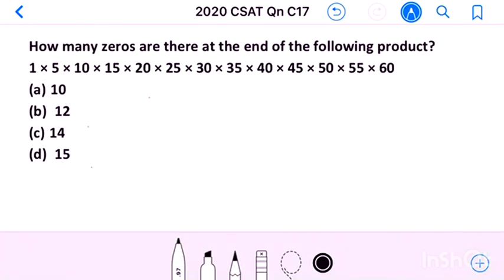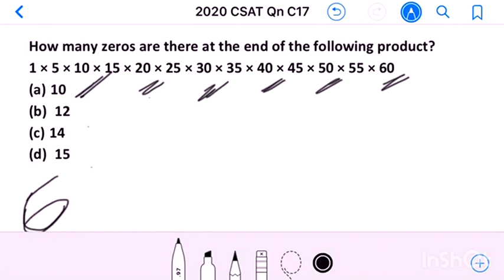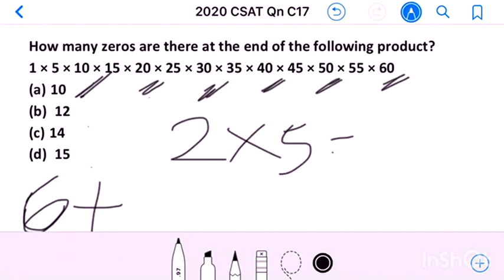Question number 17. How many zeros are there at the end of the following product? While multiplying with 60, there will be a 0, 50, 40, 30, 20, 10. All these numbers give one zero each. So total 1, 2, 3, 4, 5, 6. Total 6 zeros will be there. Then while multiplying 2 into 5, we get 10. So this also gives zeros in the product.